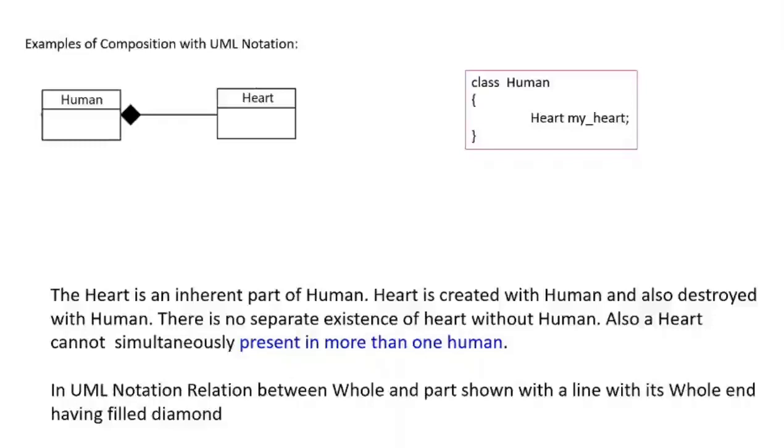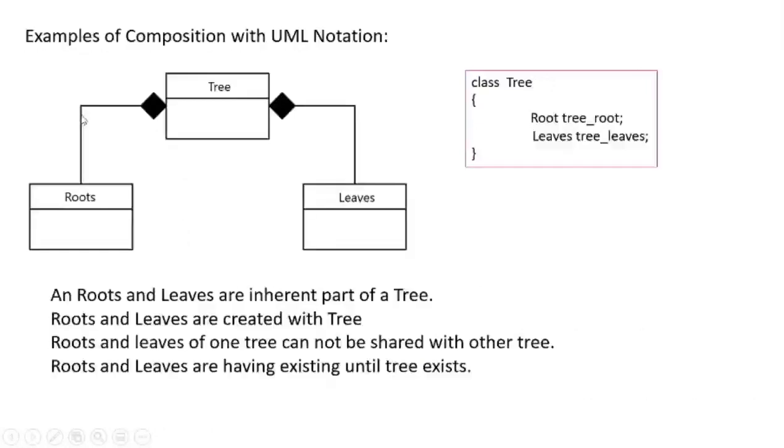If we decide to implement this using C++, how can we show it? We have a class Human. Inside that we declare the heart object as a simple, normal variable, my heart. So whenever the human object is created, the heart automatically gets created along with it. The UML notation for the whole-part relationship is shown here. In UML, we show the relationship by means of an arrow with a filled diamond on the whole side.